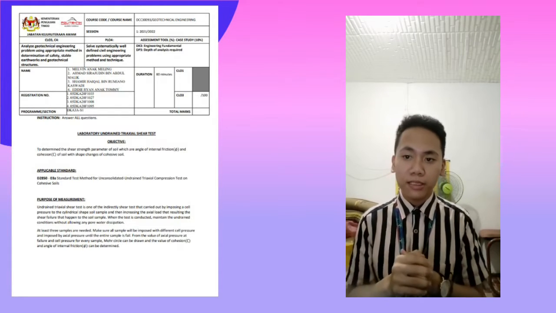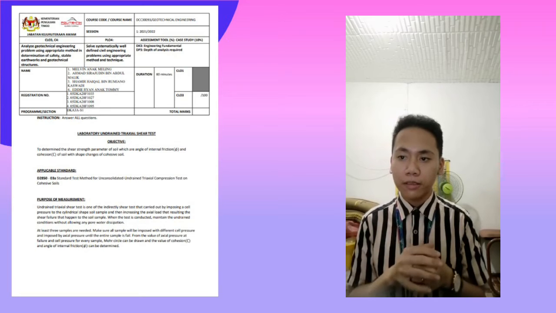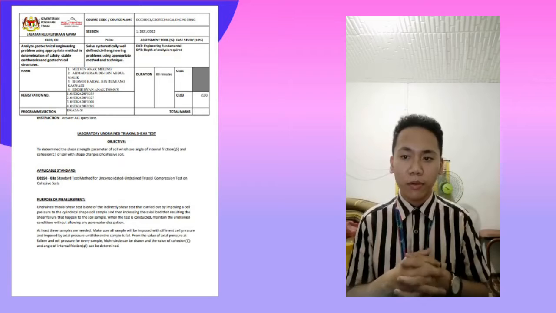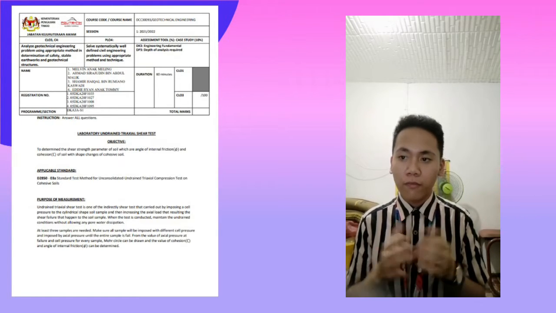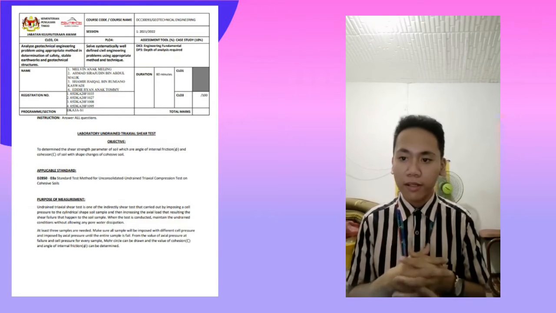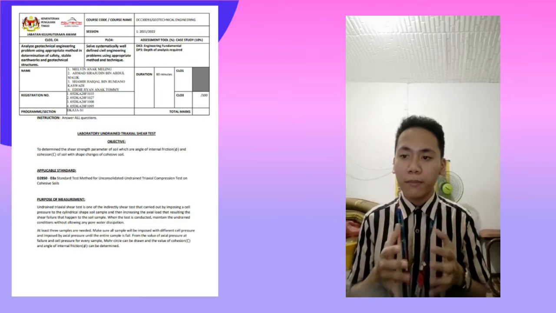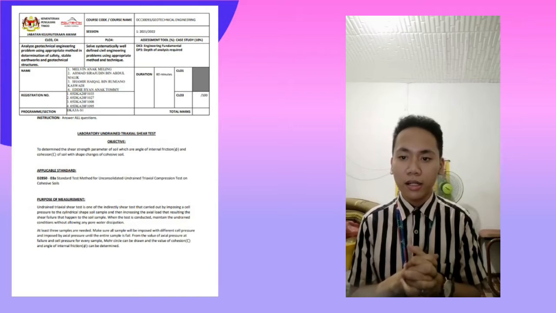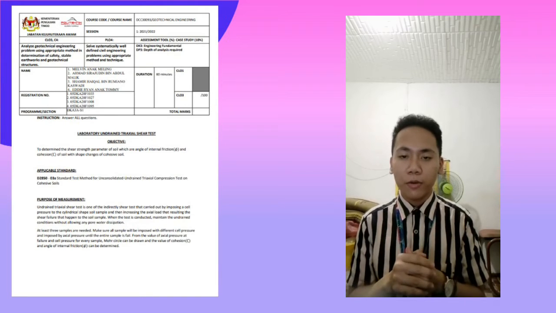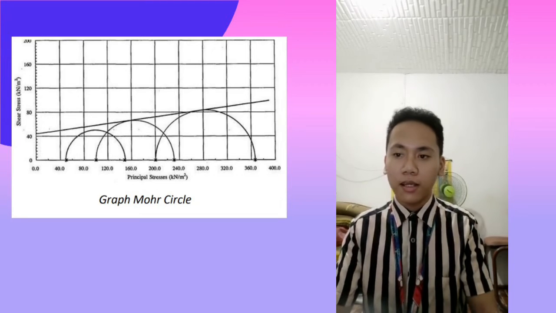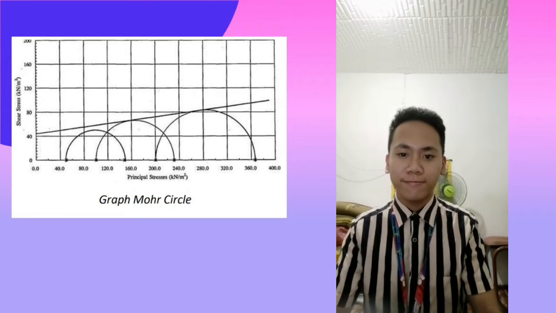At least 3 samples are needed. Make sure all samples are imposed with different cell pressures and axial pressure until each sample fails. From the value of axial pressure at failure and cell pressure for every sample, Mohr circles can be drawn and the values of cohesion and angle of internal friction can be determined. So, this is the graph of Mohr circles.